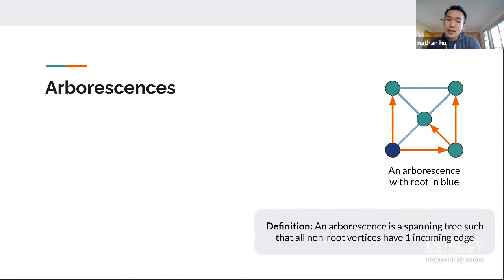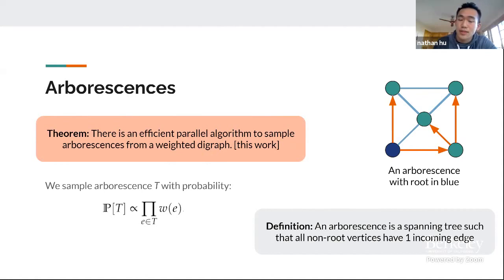We're looking at arborescences, which are a generalization of spanning trees to directed graphs. The edges still form a spanning tree, and they're oriented such that aside from a root vertex, every vertex has one incoming edge. These are one such structure for which exact counting is doable by taking a few determinants. We show that there's an efficient parallel algorithm to sample arborescences from weighted directed graphs, according to a probability distribution proportional to the edge weights.